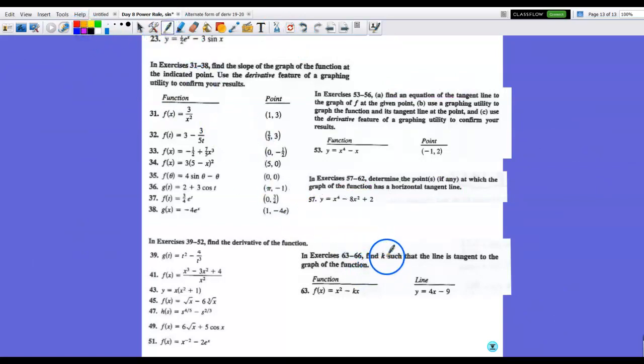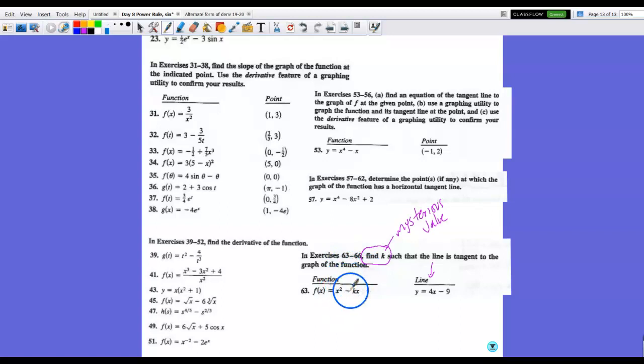In 63, I'm finding k, so there is a mysterious value. You don't have to write this down, but this is really what's happening. There is a mysterious value that I am to find, and its name is k, such that the line given, so here's the line right here, is tangent to the graph of the function. Okay, so let's think, what in the world does that mean?